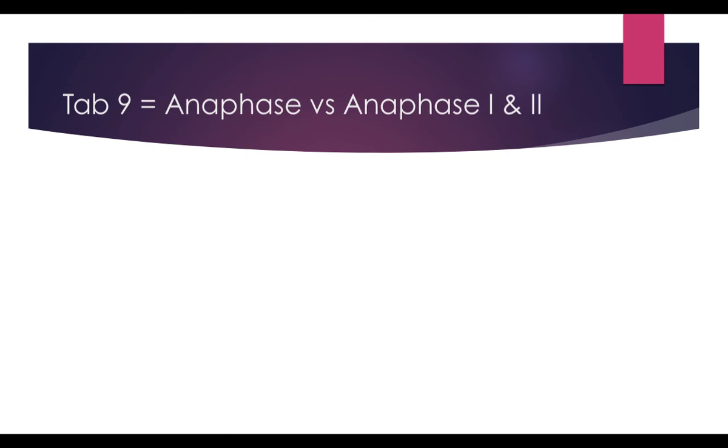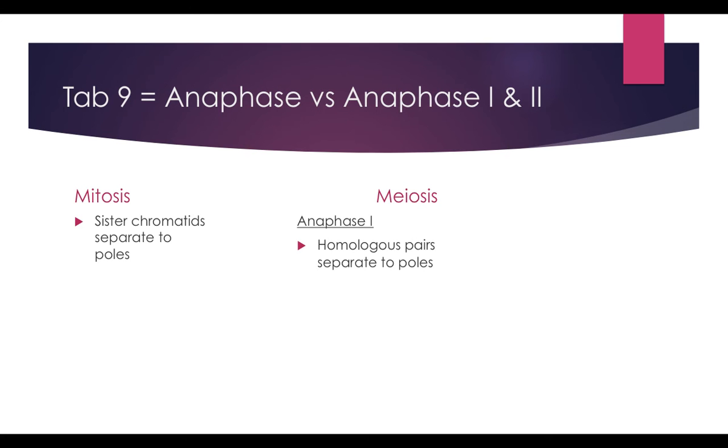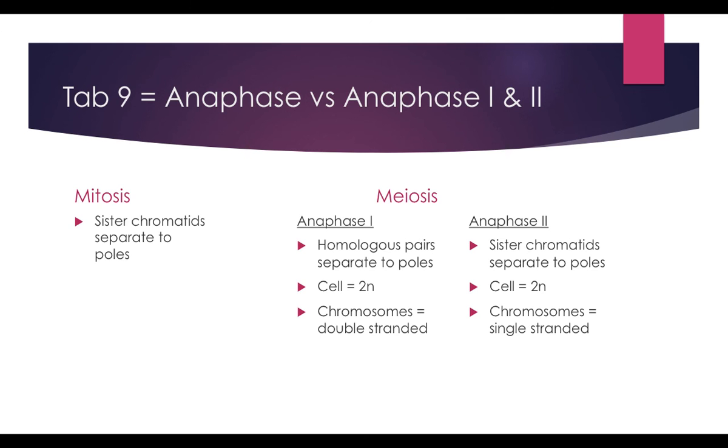In anaphase 1 and anaphase: with mitosis, the sister chromatids pull apart and separate to the poles, whereas in anaphase 1, the homologous pairs separate to the poles. The cell again is diploid, and the chromosomes are double-stranded. In anaphase 2, we get the sister chromatids separating to the poles, and the cell is haploid, and the chromosomes now are single-stranded. So I went from double-stranded to single-stranded.